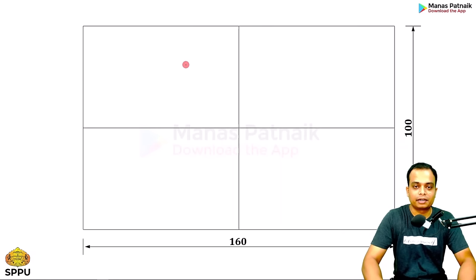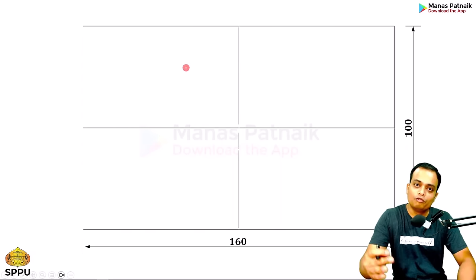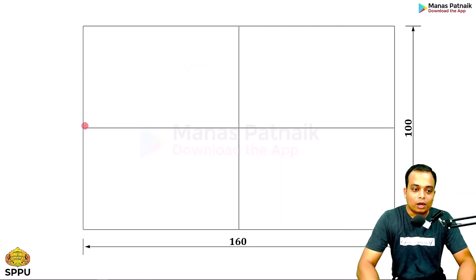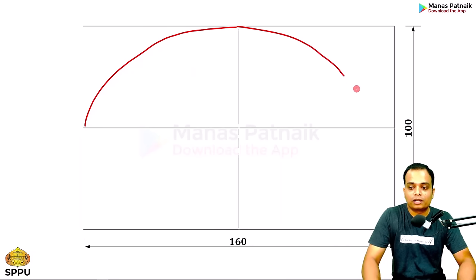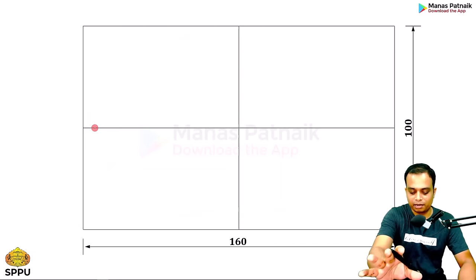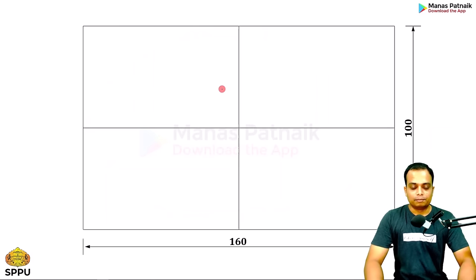Now you can see that this rectangle has been divided into four separate rectangles, right? There are four quarters. So quarter ellipse will be here, another quarter will be here, another quarter will be here, and another quarter will be here. I'll be making a very good diagram, don't worry. Now what to do, sir?